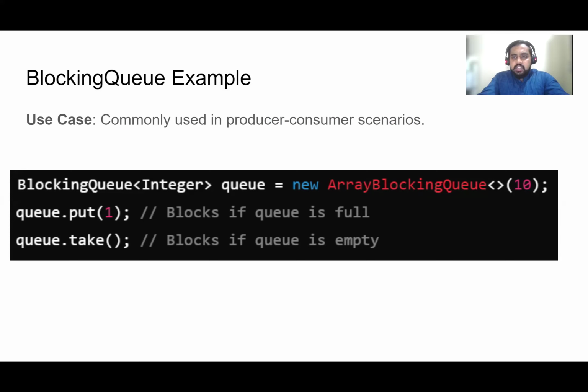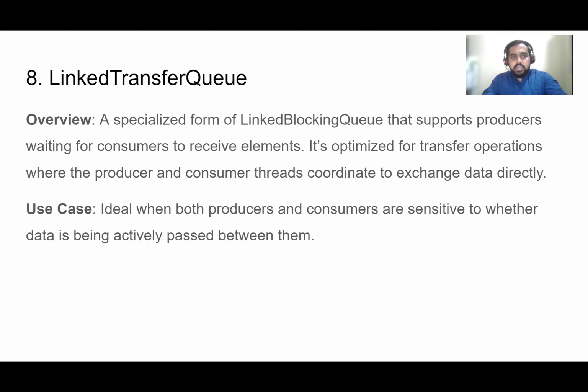Similarly, take is the operation to retrieve. It will block if the queue is empty, since there is nothing to take. The blocking queue will block that thread and allow the writing thread. Once the writing thread processes the data, it will allow the take method to access the data. This is what it is.